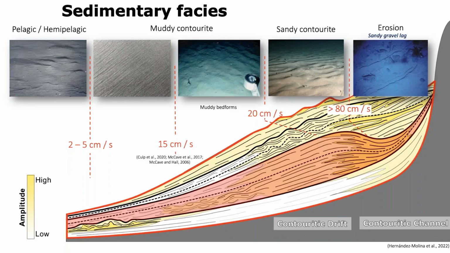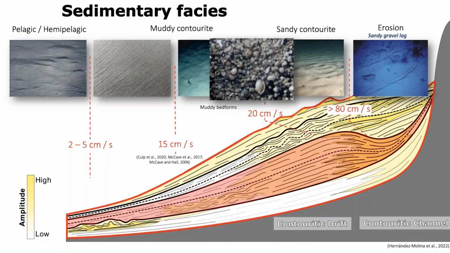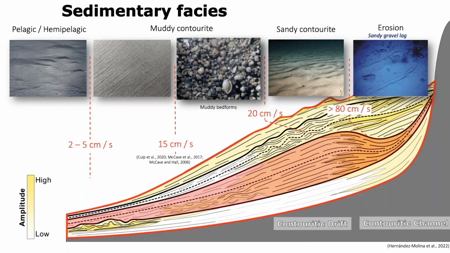This is mainly for siliciclastic components, and we have to consider that when we have more bioclast components, the velocities are weaker. For example, to have a calcareous sandy deposit composed by bioclasts, the velocity could be not 20 centimeters per second, could be only 15 centimeters per second, because the hydrodynamic behavior of the clasts is different, compared to the density of the siliciclastic particles.